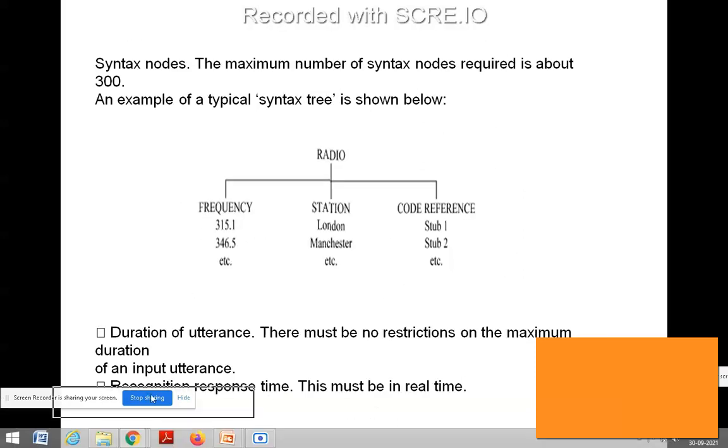Duration of utterance. There must be no restriction on the maximum duration of an input utterance. Recognition response time. The response time for the voice message coming from the other side will be in real time. In real time means it has to be answered at once. It should not take any delay for the response. That is real time.